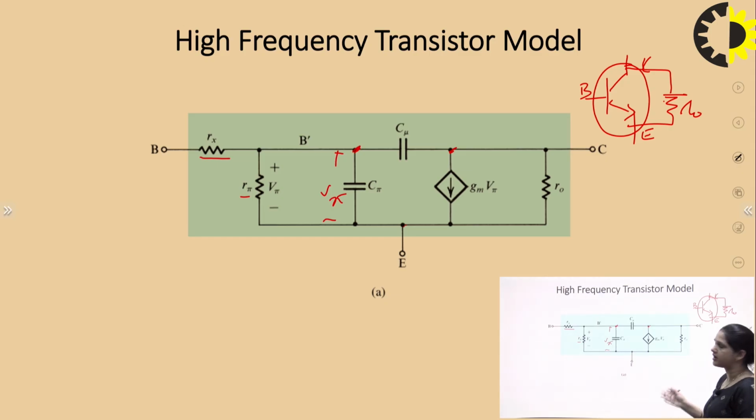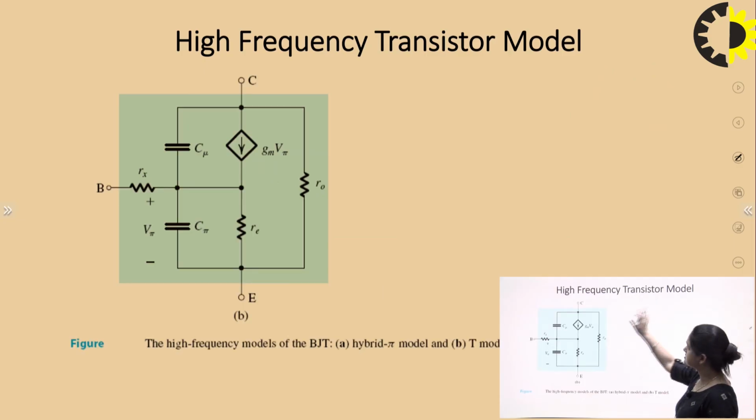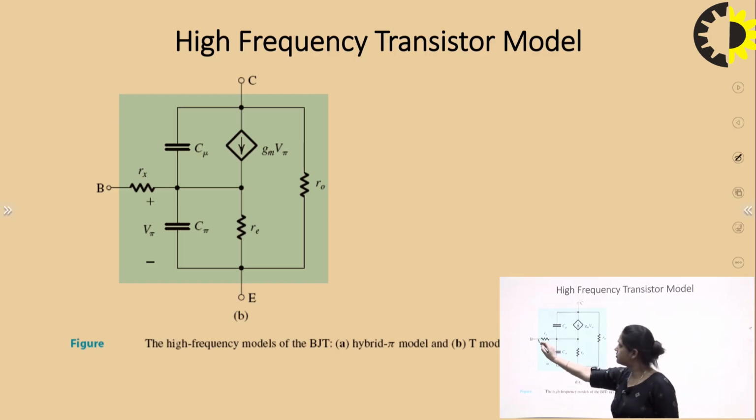Now using this high frequency model, we can derive the expressions for the common emitter amplifier. So this is the pi model and this is the T model. For the T model, you can see that the base is connected with this Rx, same as the pi model. C mu is connected between base and collector, and C pi is connected between base and emitter. In the T model, we add Re in place of R pi, and this Re is the small signal emitter resistance, connected at the emitter node.